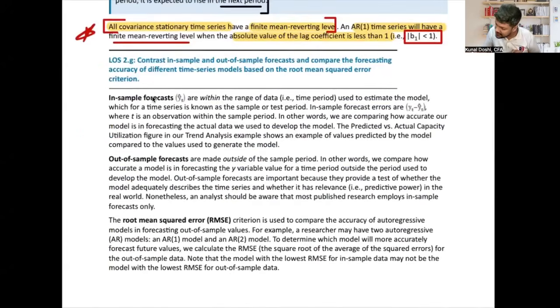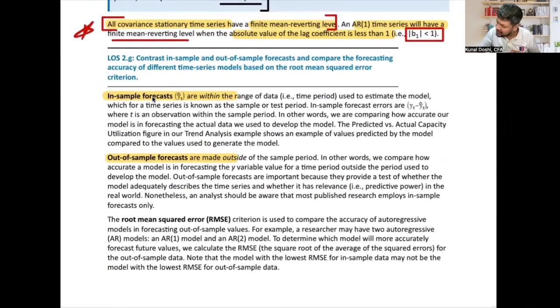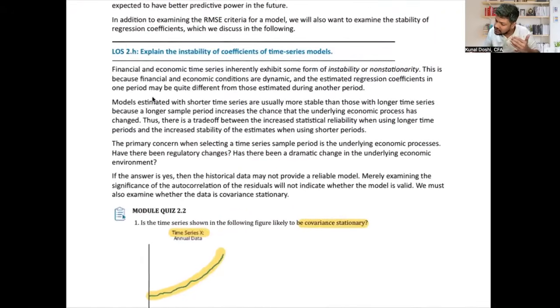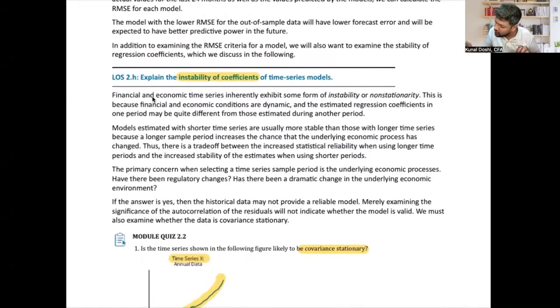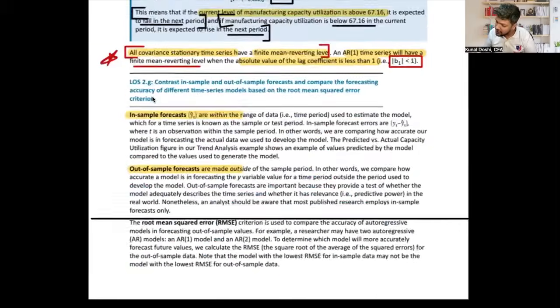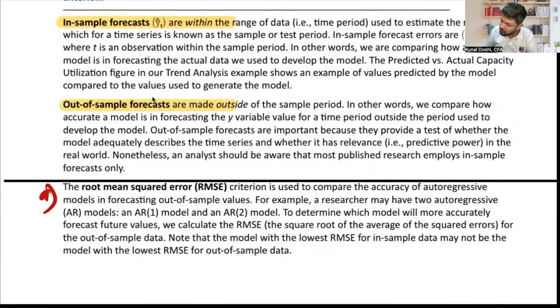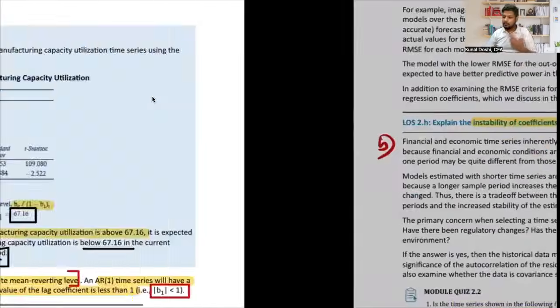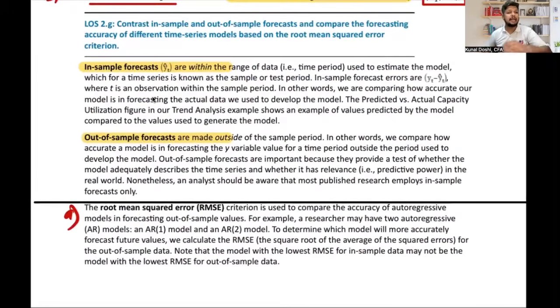Yes. Now, what is in sample forecast and out of sample forecast? And based on that, we will discuss what is root mean squared error, number one thing, and what is the other concept which is related to instability of coefficients, also called non-stationarity. These two things we will discuss in a moment, which will tell us some important information about the model. So this A and B, these are some important properties. But before that, let us discuss what is in sample and out of sample forecast. Okay. All of this is under the autoregressive model.